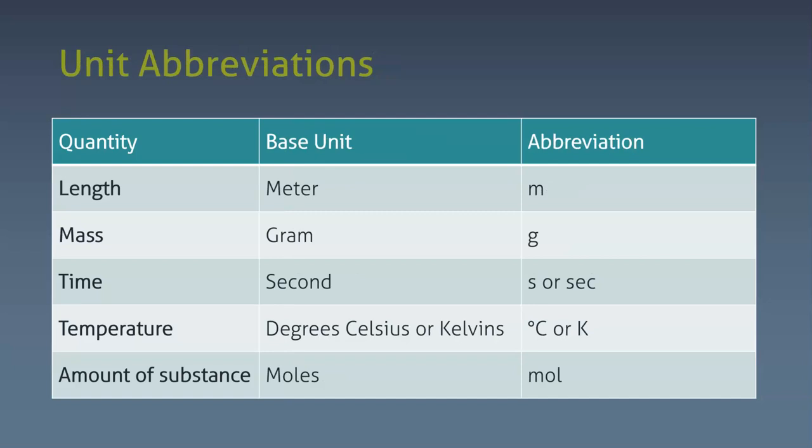Each of our base units has a standard abbreviation. Remember that the metric system relies on prefixes to change the size of the units. Each prefix is going to have its own abbreviation, and you'll usually see units given in a two-letter shorthand. The prefix abbreviation will be first, followed by the base unit abbreviation.